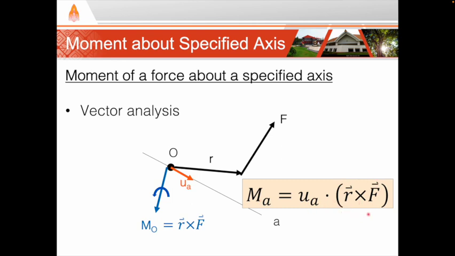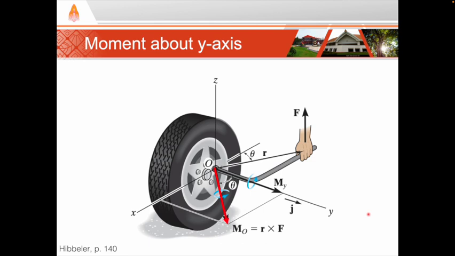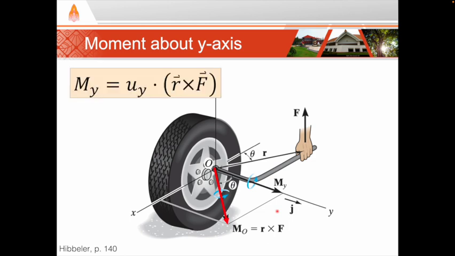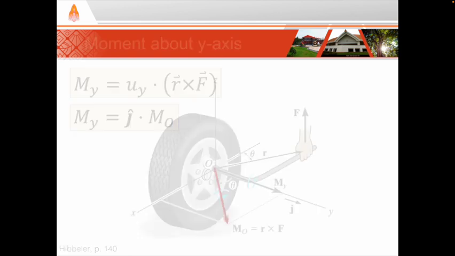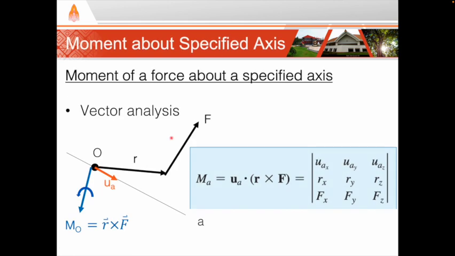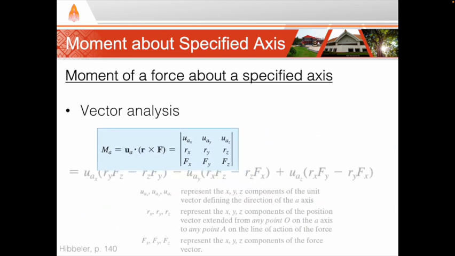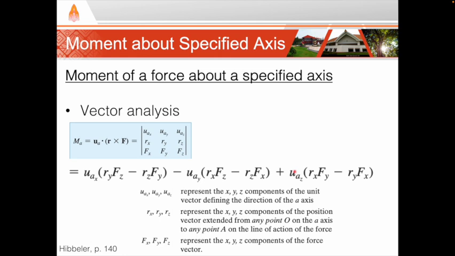So in our example with the lug nut, the axis we're using is the y-axis. So the unit vector is just j hat. So the moment about the y-axis is found using the dot product of the y-axis unit vector, or j hat, with the moment. We can use the determinant to find the moment as well. If we place the unit vector components in the top row, we're able to find the moment about the a-axis. And so the determinant would be calculated this way.